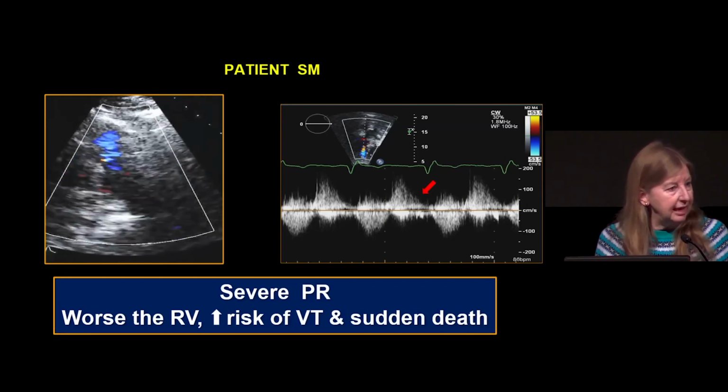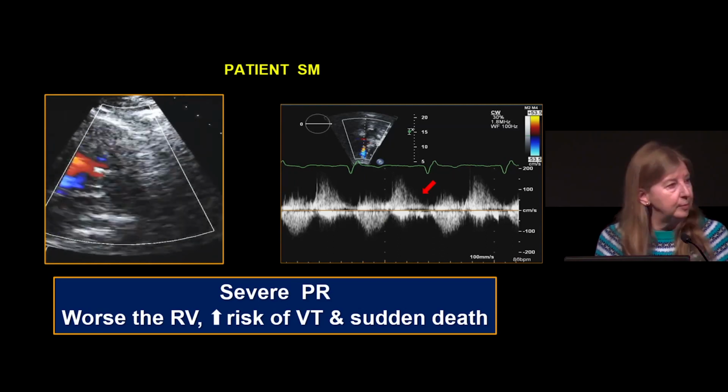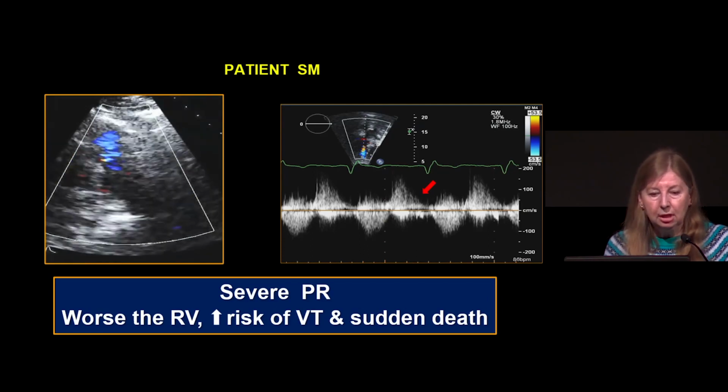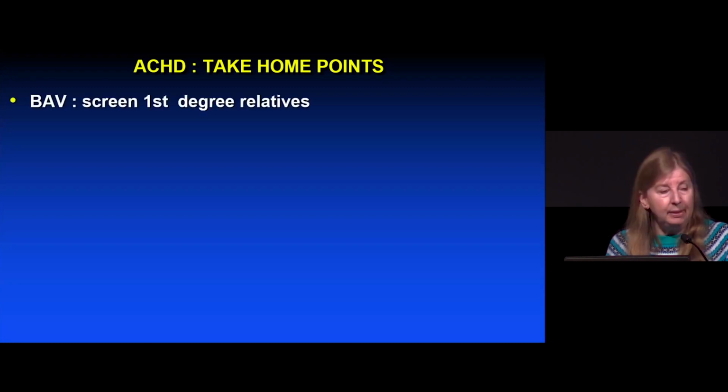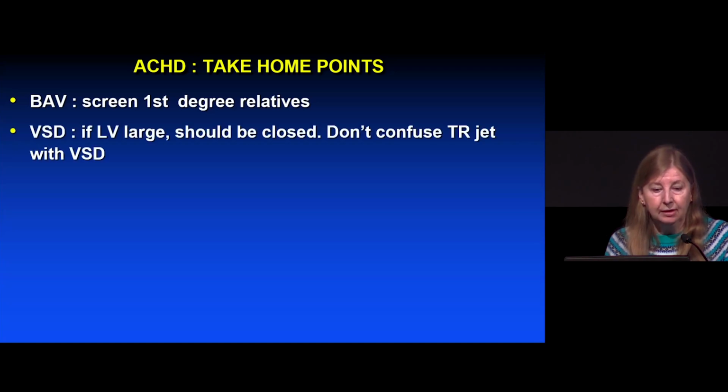This person couldn't get pulmonary hypertension. He was born with pulmonary stenosis. So the doctor overlooked everything, overlooked the echo, and what this man needed was a pulmonary valve replacement before the RV was shot. So my take-home points in the last minute: bicuspid valve, remember to screen the first-degree relatives.